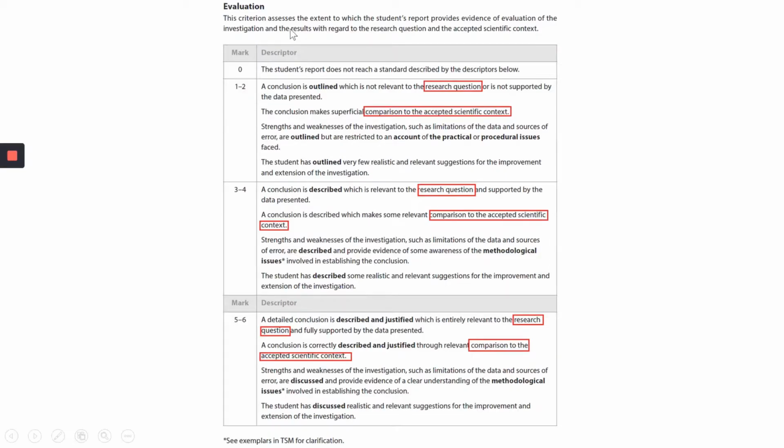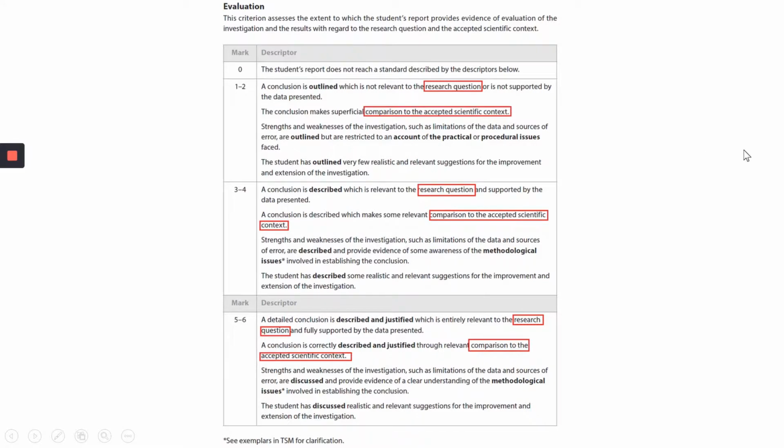This is taken from the IB syllabus, as to what the examiner is looking at in the score bands. You will notice I highlight a few things, not all of them, because I'm leaving the evaluation section for the next video. But look at this one. Related to the conclusion part, you need to refer to the research question at each score band. They already mention that you need to refer to the research question, so that means the research question is very important. And you need to make some comparison with accepted scientific context.